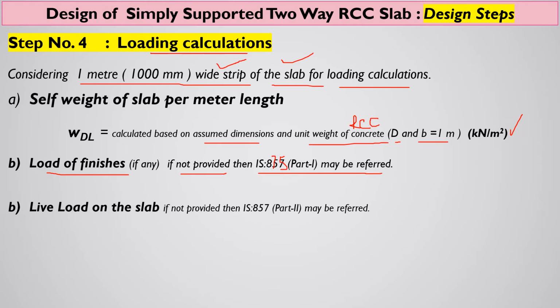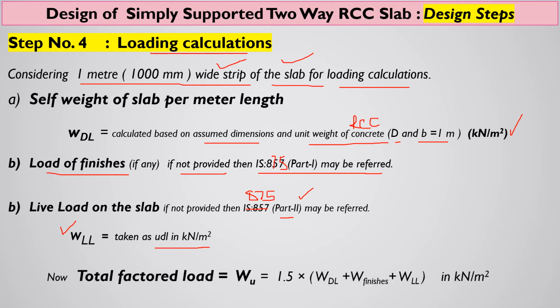And similarly, the live load on the slab, if it is not provided, here you have to make the correction, that is IS 875, and the part we can refer to is part 2. So from the information in part 2, or the information available in the statement, we can take the live load in the form of UDL, that is in the unit of kilonewton per meter square for a 1 meter strip having 1 meter width.